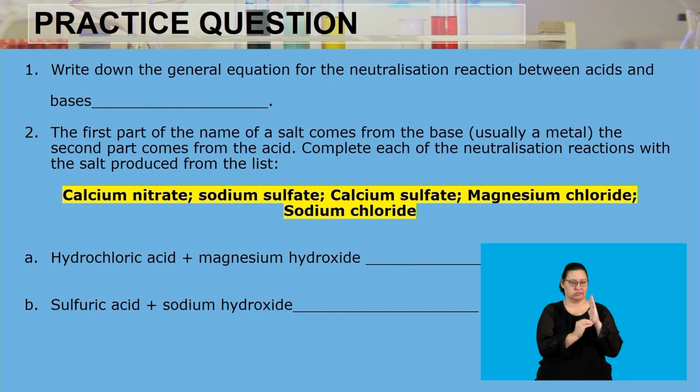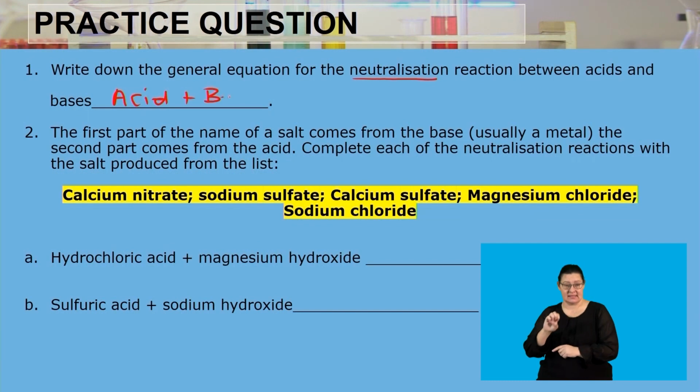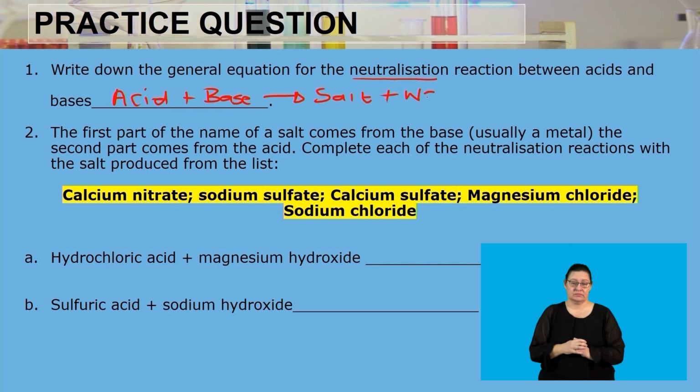Now, next one. We are given that we need to write down the general equation for the neutralization reaction between acids and bases. We know that whenever we are reacting an acid and a base, the product will always be salt and water. So therefore, a general equation will then be acid plus base reacts to form salt and water. That's our general equation for the neutralization reaction between an acid and a base.